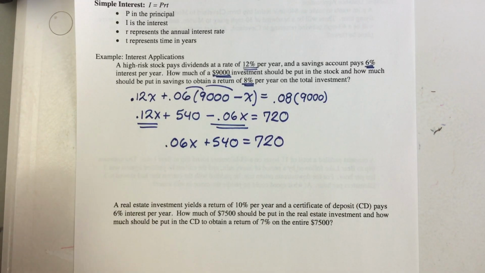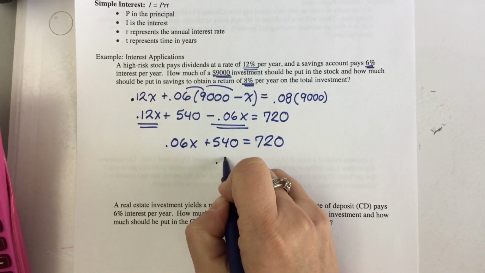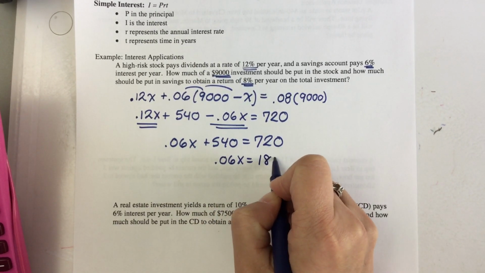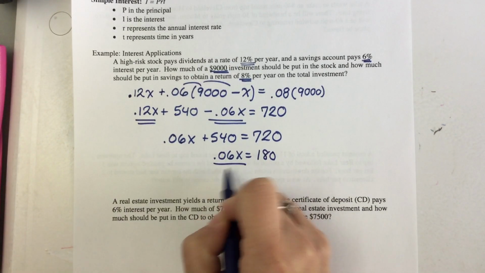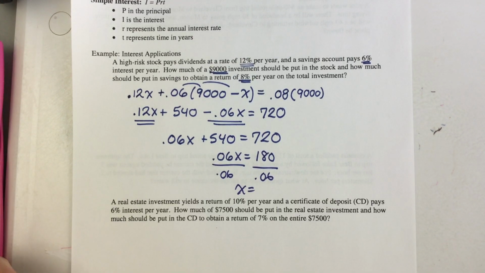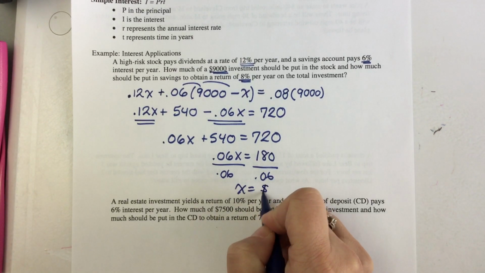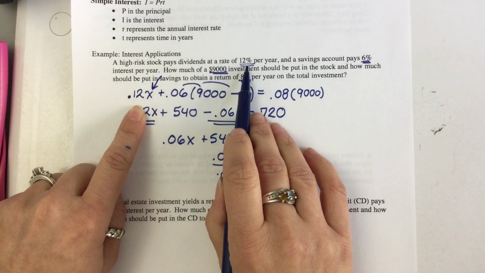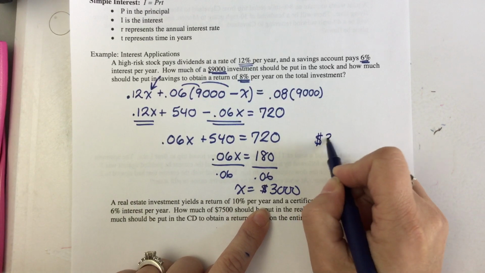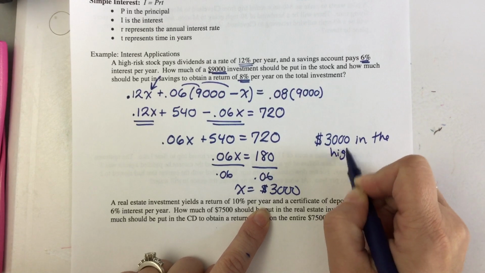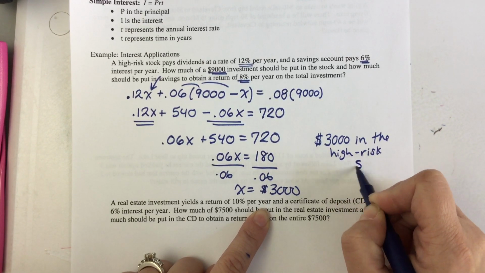Now, we just have a simple two-step equation. So it's 720 minus 540. So I would have 0.06x equals 720 minus 540, which is 180. To get x by itself, I need to divide everything by 0.06. So if I divide by 0.06, x is 3,000. Now x is what I put with the 12%. So you should put x, which is 3,000, in the high risk stock.